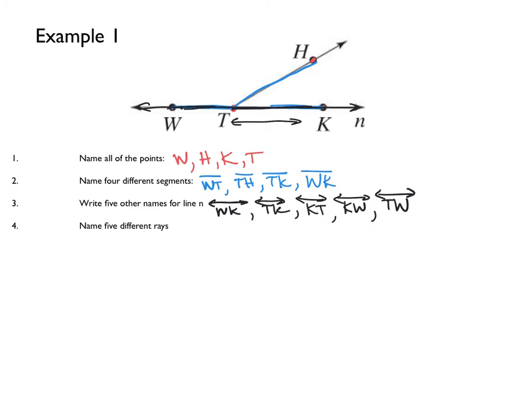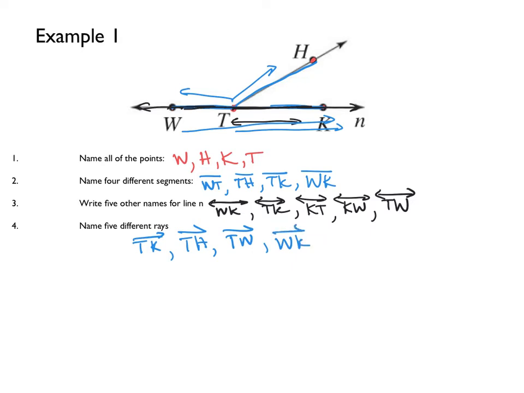So if I look at a ray, I could go from T through K and make my ray start at T. Because remember, you start out with the endpoint, and I do have to show the ray at the top. I could do TH, which would be this ray. I could go TW going in this direction. I could do WK if I wanted to do this whole thing. So I could say WK. I could also go the opposite of that and say KW.